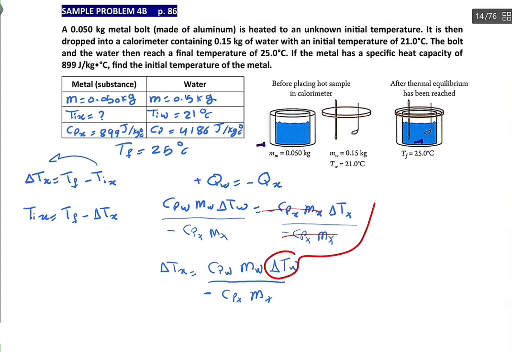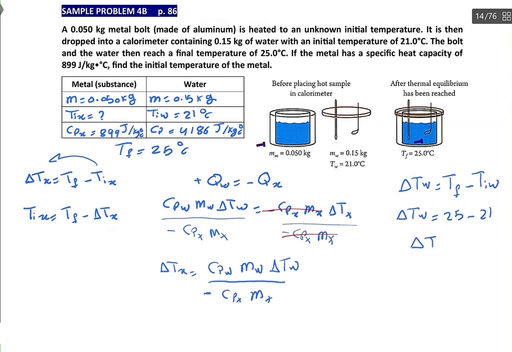Finding the temperature change of the water. To find out how much the water's temperature changed, we subtract its starting temperature from the final temperature. The final temperature of the water is 25 degrees Celsius, and the starting temperature is 21 degrees Celsius. So the water's temperature change is 4 degrees Celsius. Now that we have this number, we can use it to find the temperature change of the metal.